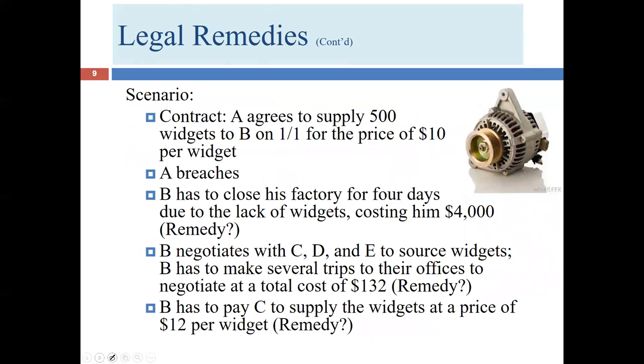Let's go through a scenario and figure out how to look at these particular cases. So we have a contract. The two parties to our contract are A and B. We'll call them Al and Bob. So Al agrees to supply 500 widgets to Bob on January 1st for the price of $10 per widget. So this means that Bob is supposed to pay $5,000, right? That's his job.